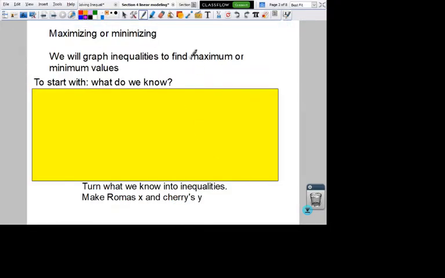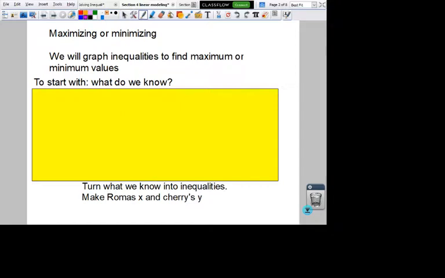So we're looking at maximizing or minimizing, and that's finding the absolute maximum we can get or the absolute minimum of something. Because sometimes if we want to minimize spending, that's better than maximizing. Or if you want to maximize profits, it just depends on the situation. To do that, we're going to make inequalities to find maximum or minimum values.